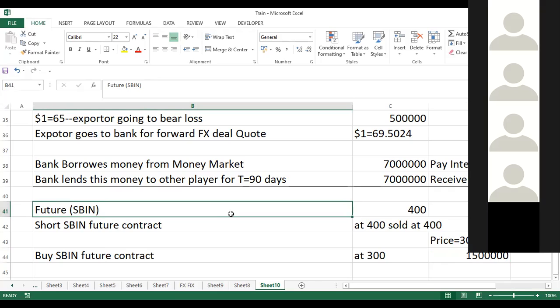Not clear? Not clear. No worries. Let's understand again then. So you are a portfolio manager.